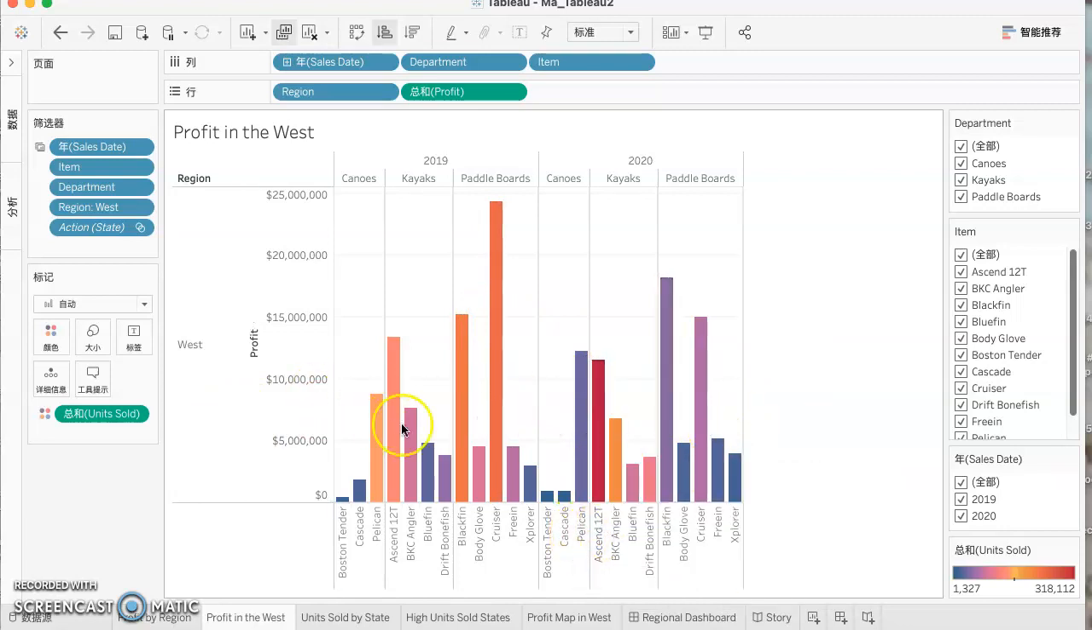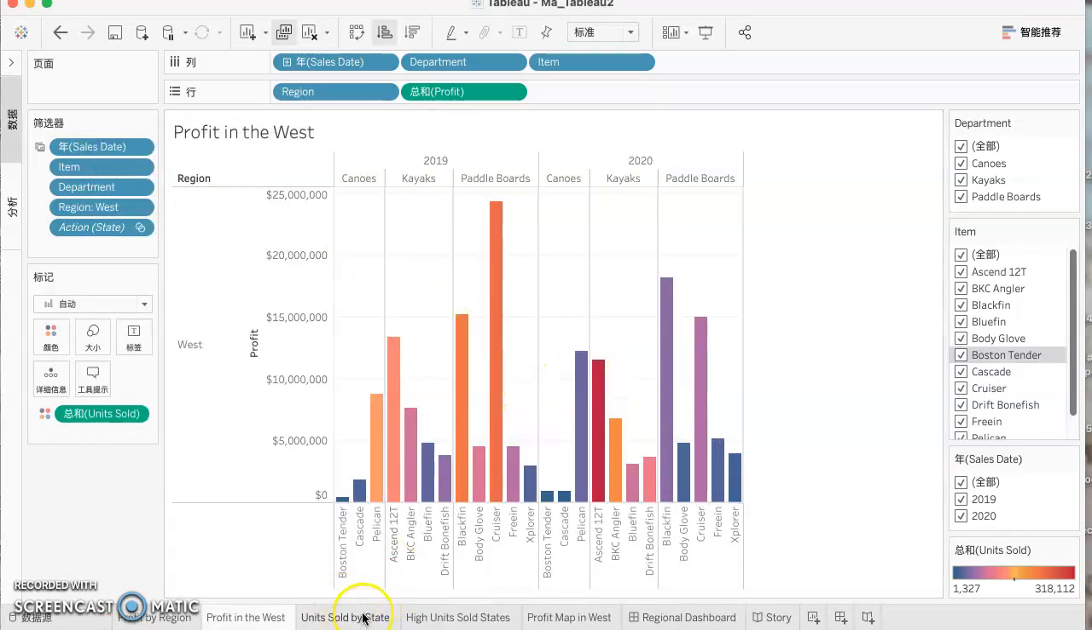And we can also see that the Ascend 12T has the highest units sold, right? But its profit is not the highest. We can see that.